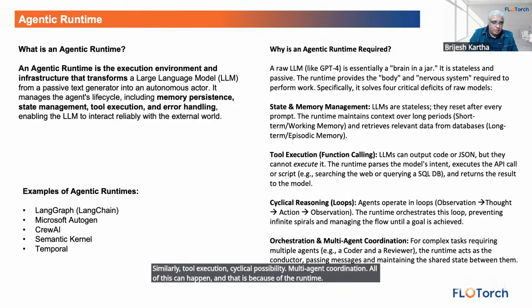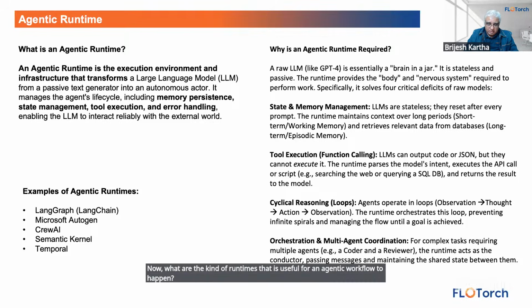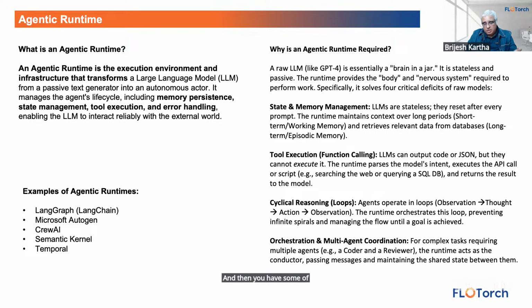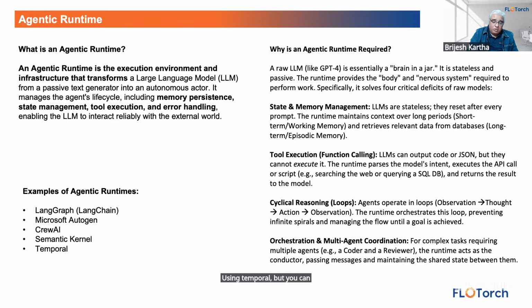Now, what are the kinds of runtimes that are useful for an agentic workflow to happen? So LangGraph, LangChain allow you to do those kinds of connections. AutoGen allows some part. Crew AI allows you to do some part. And then you have some of the older systems like Temporal, which is a workflow generator. With Temporal, you can make any workflow run, but you can make an agentic workflow also run.